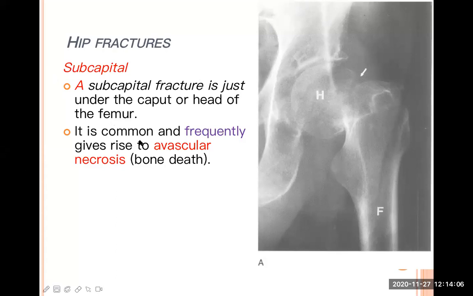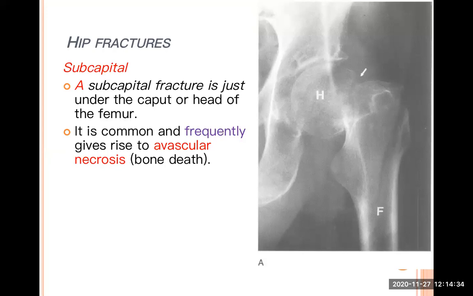It is quite common and frequently gives rise to avascular necrosis, that is also known as bone death. And why does the avascular necrosis occur? If I ask this question, how do I answer? Why? Because the blood supply is compromised due to the fracture. Injury of the blood supply. Exactly. So it would be better if you include the name of those blood vessels also.